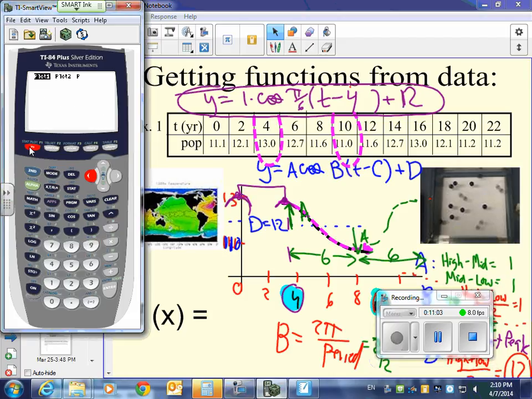So what you do is you go y equals and just put this in. Now I want to warn you, a little bit of calculator challenge here. We're going to need 2 parentheses to accommodate the pi divided by 6. And then we're going to go x minus 4 and put 2 parentheses on that, because you want pi over 6 times x minus 4 to have the cosine of it. So there's an extra set of parentheses plus 12.